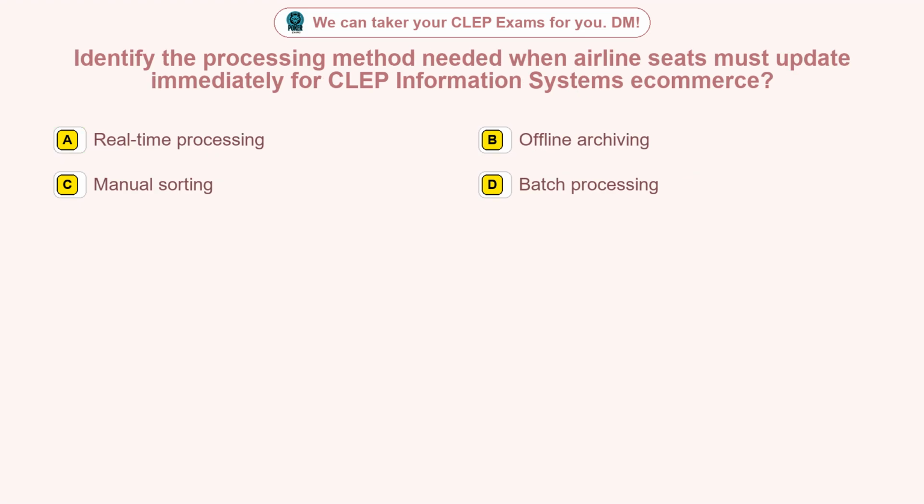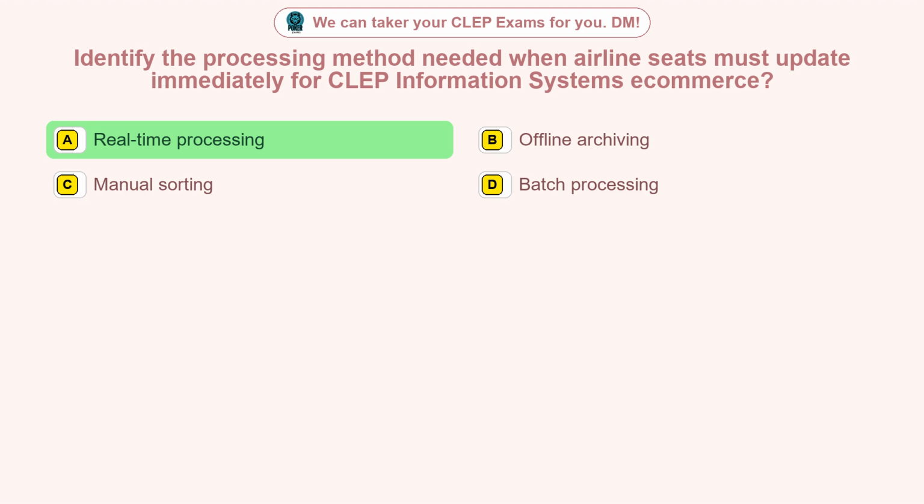Question 21. Identify the processing method needed when airline seats must update immediately for CLEP Information Systems Ecommerce. Option A. Real-time processing. Option B. Offline archiving. Option C. Manual sorting. Option D. Batch processing. The correct answer is option A.